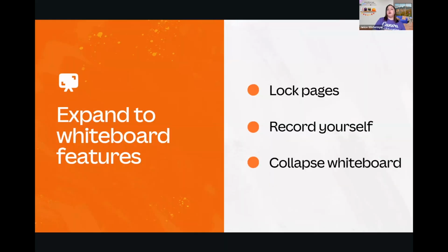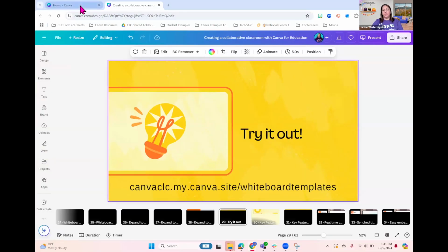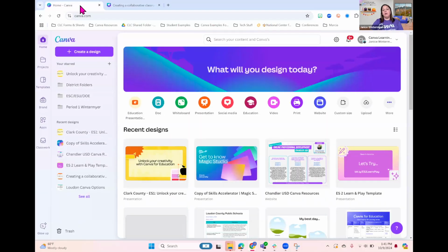You can also lock things down on pages. You can still use all of those tools from presentations like record yourself. And so that is also another reason that maybe it's easier to start in a presentation, because it gives you a little bit more of those tools that you would normally have on that whiteboard space. So I'm going to talk just a little bit about finding whiteboards, and then we'll talk about features. Again, on Canva's homepage, you have a whiteboard icon here.